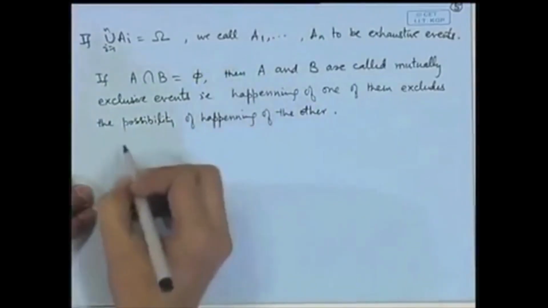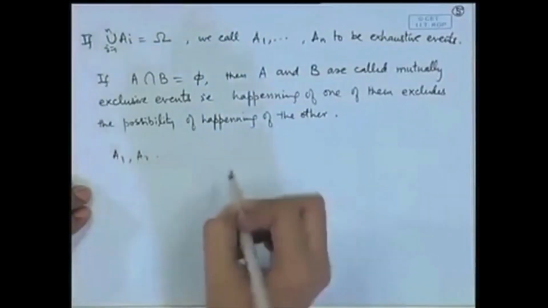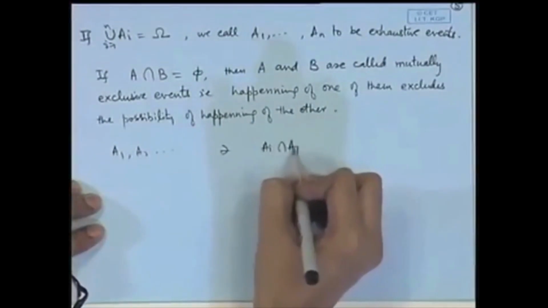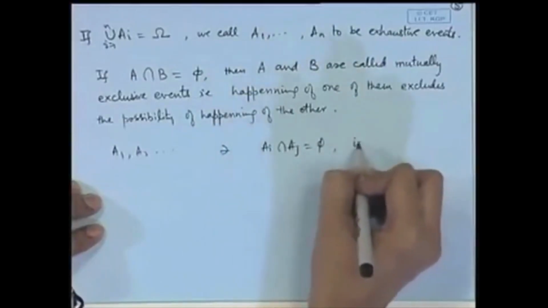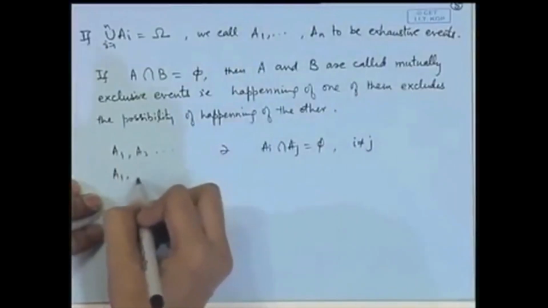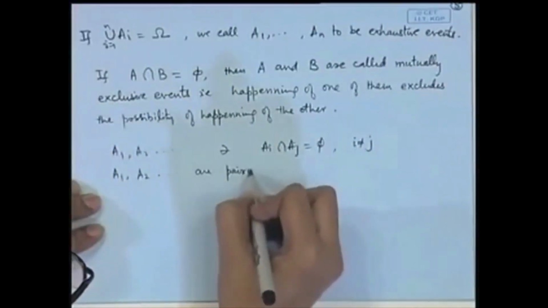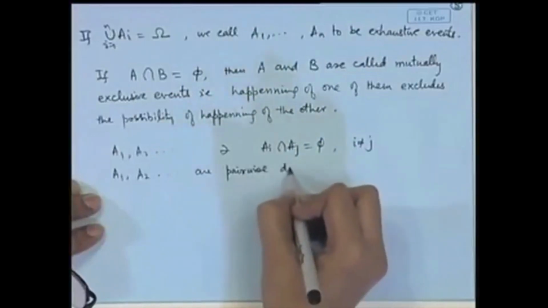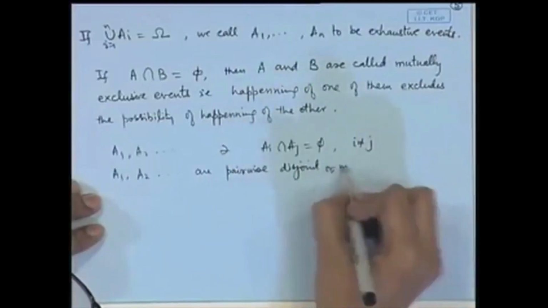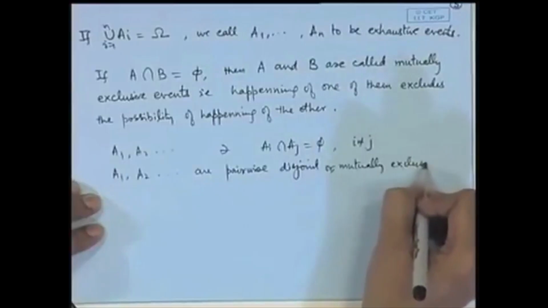We may also consider something like this, that we have a collection A1, A2, etc. of events such that Ai intersection Aj is equal to phi when i is not equal to j. Then we say that A1, A2, etc. are pairwise disjoint or mutually exclusive events.